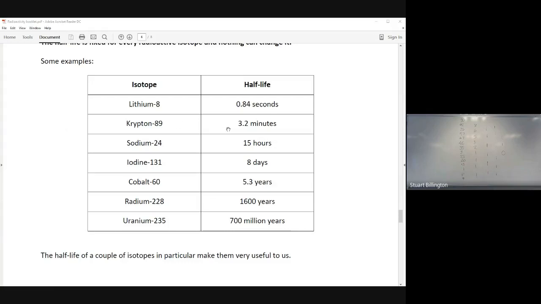So krypton-89, we're up to minutes. Sodium-24, hours. Iodine-131, we're into days. Cobalt-60, that's the one I had in class, the one that was giving out gamma rays, 5.3 years. Now, I've had that source actually in school for about 15 years. So how radioactive is it now compared to when I had it? Well, it's halving every 5 years. So after 5 years, it was half as radioactive. After 10 years, it was a quarter as radioactive. And now, after 15 years, it's only an eighth as radioactive as when I bought it.